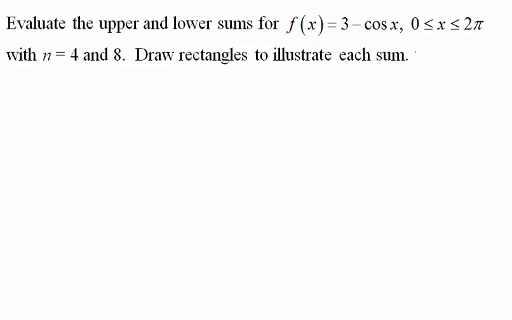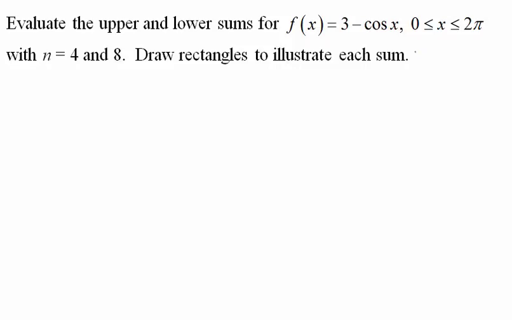Evaluate the upper and lower sums for f of x equal 3 minus cosine x from 0 to 2 pi with n equal 4 and then n equal 8, and draw rectangles to illustrate each sum. So we need to do both upper and lower. So they could ask left, right, midpoint. This one, upper and lower, mean on the interval the highest the function gets or the lowest the function gets. So we'll look at that.